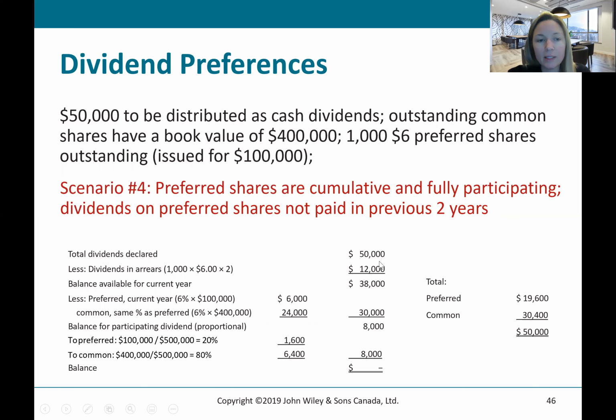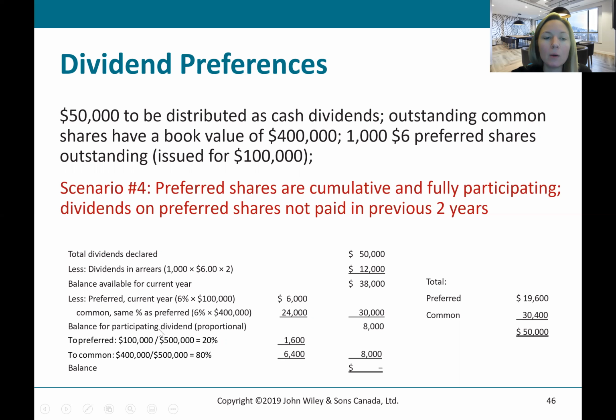So we've got the 50,000, we've got our 12,000 here for the dividends in arrears. Now they've got the 38,000 available. This 6,000 we saw in the previous question. So this is the preferred dividend for the current year. And then now we've got the common share at the same as the preferred dividend, which is 6% times the 400,000, which would give us 24,000. So now at this point, everyone's equal. So it means that the preferred shareholders and the common shareholders have received a proportionate dividend, making it equal, so to speak. So now what we're going to do is issue the remainder of the dividend proportionally.